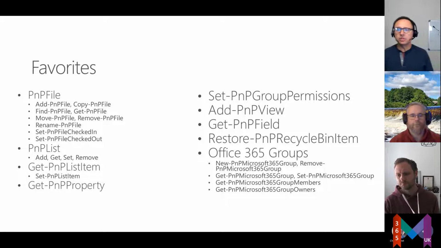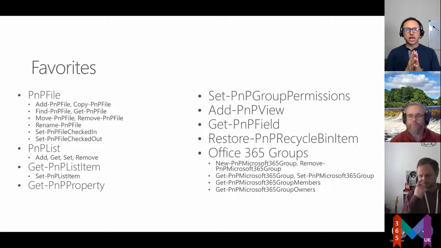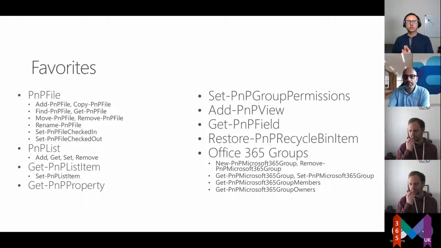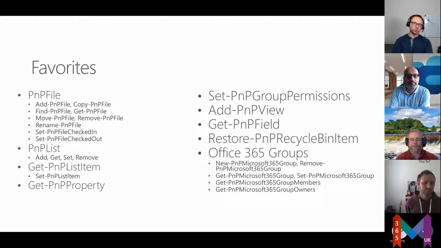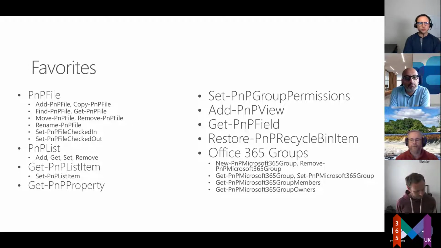Move PNP file, rename PNP file. I end up using those a lot with migrations, and I'm going to talk a little bit about that in the demo. There's a lot of weird migration scenarios that the PNP lets you take the edge off of a problem or slice a little bit off the problem so that some other tool can handle it well. Set PNP file checked in is one of those. If you've ever tried to migrate files, some tools can't handle files that are checked out. Not a problem. You can write a pretty easy batch script that will go check all those in.